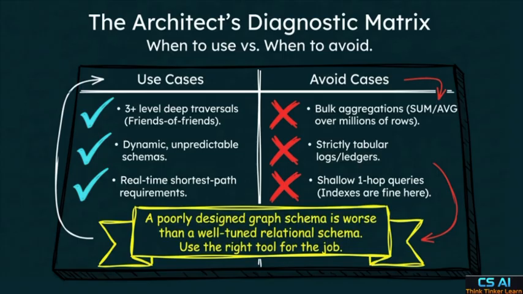When should you reach for the graph? Use them for deep traversals, like 3-plus levels, dynamic schemas, and real-time shortest path requirements. Avoid them for bulk aggregation like sum or average over millions of rows. SQL or columnar stores are better there. Also, don't use a graph for shallow one-hop queries. Standard B-tree indexes are perfectly fine and are much cheaper for simple lookups. Use the right tool for the job.